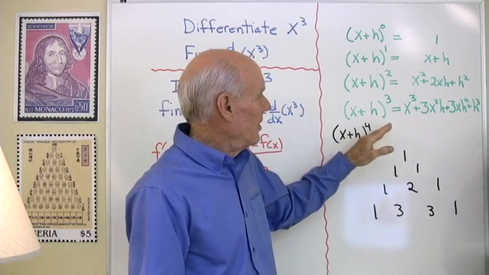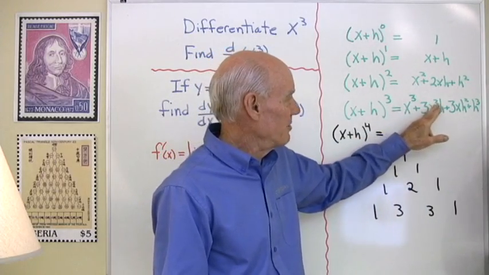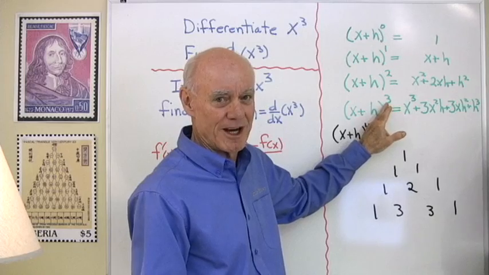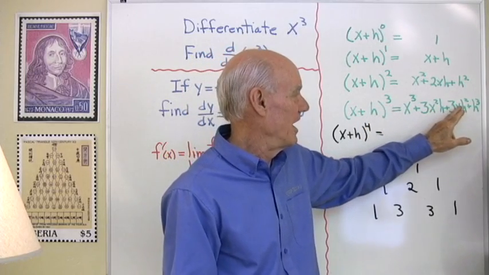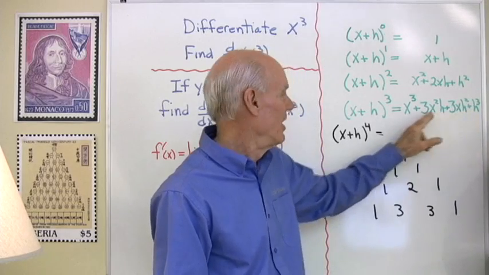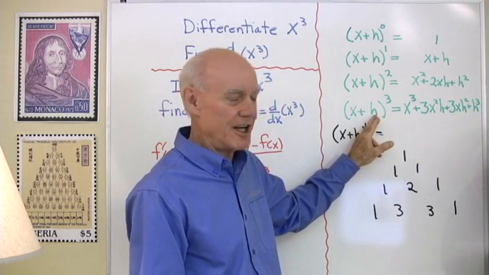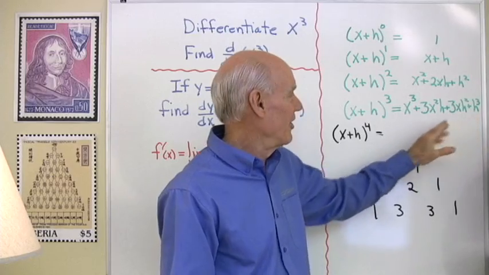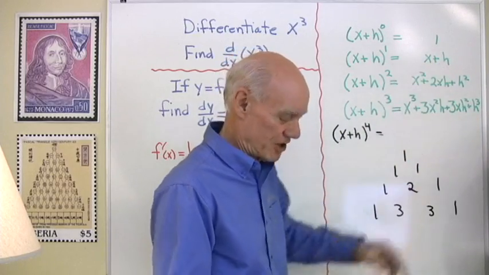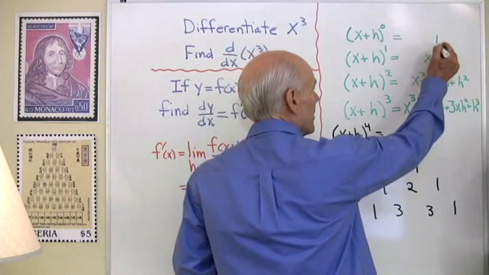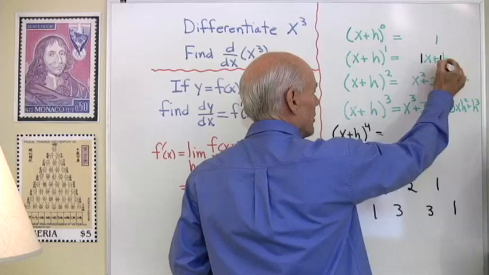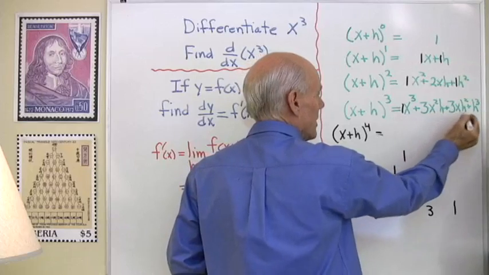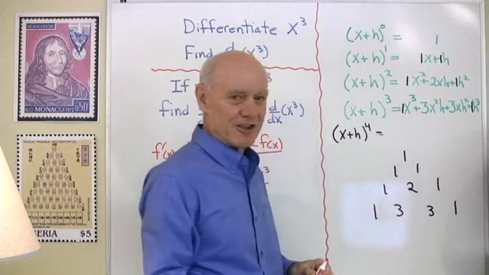So it's pretty easy to get these exponents. You can see the exponents on x just decrease by 1 starting with this power right here. So 3, 2, x to the 1, this is x to the 0, and they go up on h starting at h to the 0, h to the 1, h to the 2, h to the 3. The hard part is getting these coefficients here. The coefficients here are 1, 3, 3, 1, and for the lower powers 1, 1, then 1, 2, 1. How am I going to get those coefficients?